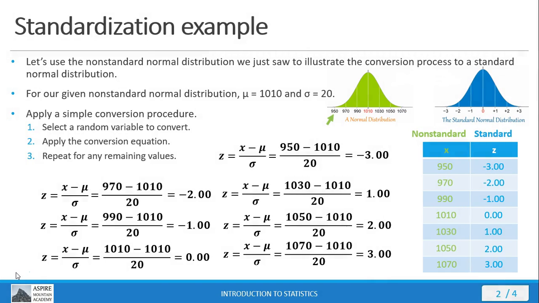To recall, in the last mini lecture we looked at this example of converting between a non-standard normal distribution and a standard normal distribution. We're going to look at this same example to demonstrate how to do the same thing in StatCrunch.